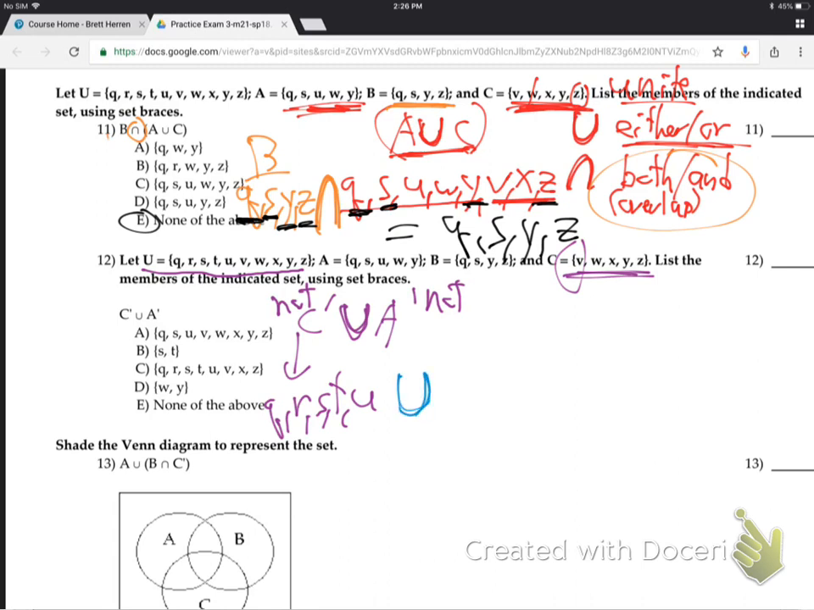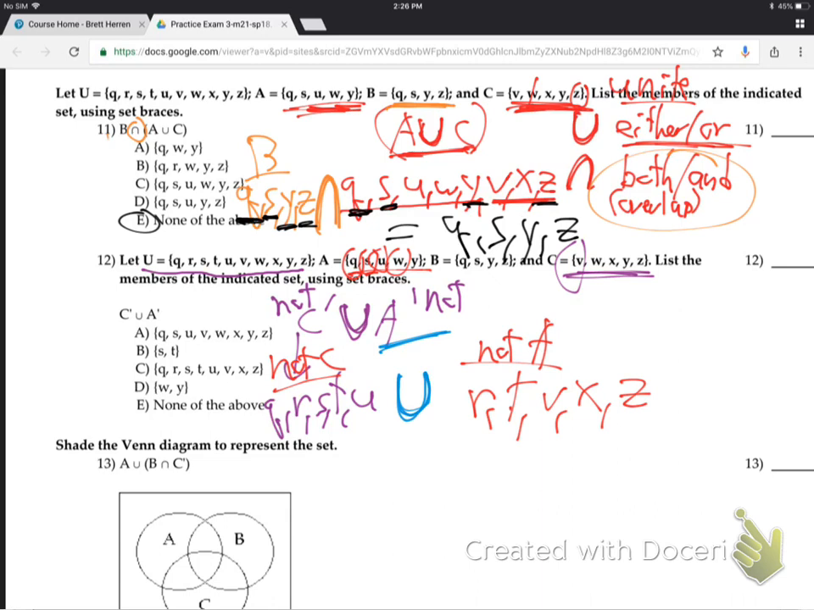United with what's not in A. What's not in A? Well, here's A. Starts at Q, but it skips some. What is it missing? Not in A is R. See, it goes Q, skips R, S, skips T, U, skips V, W, skips X, Y, and skips Z. Those are the ones not in A. How are we doing?